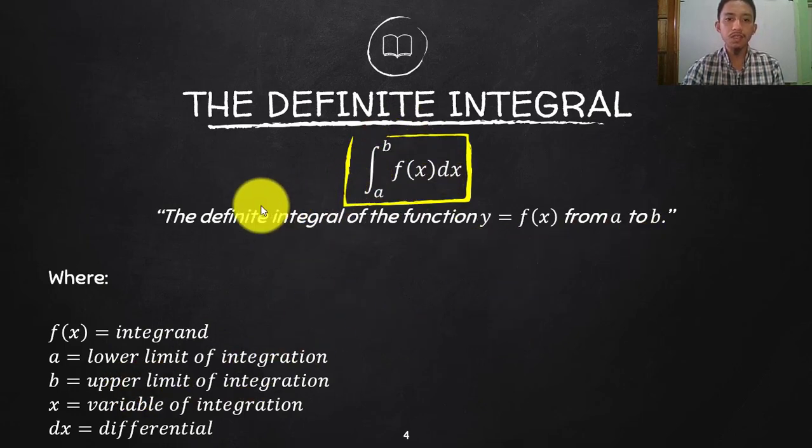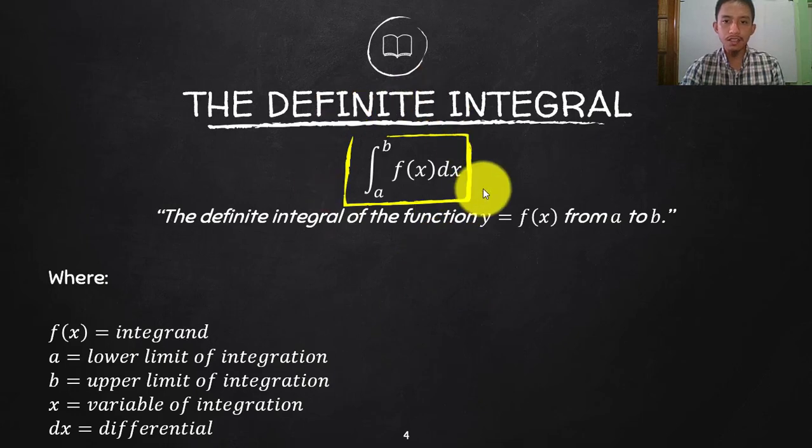How we will read this one is the definite integral of function y, or f of x, from a to b. Okay, so that is the definite integral of function y or f of x from a to b. So again, x is our variable there, and of course dx is your differential. So f of x is your integrand. Okay, that is our integrand.